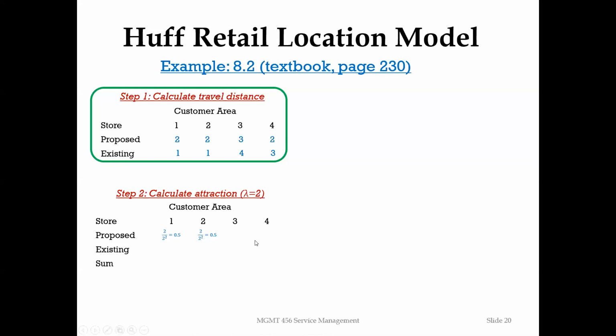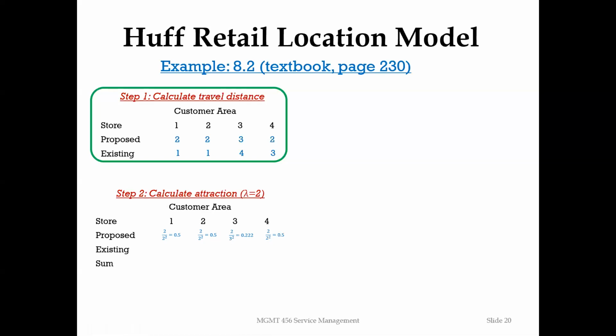Now let's look at the attraction for the proposed store in custom area 3. You can imagine the numerator is the same, 2, store size. A denominator, now the travel distance becomes 3. We can also do custom area 4. The numerator is 2, the denominator is 2, 2 power function.